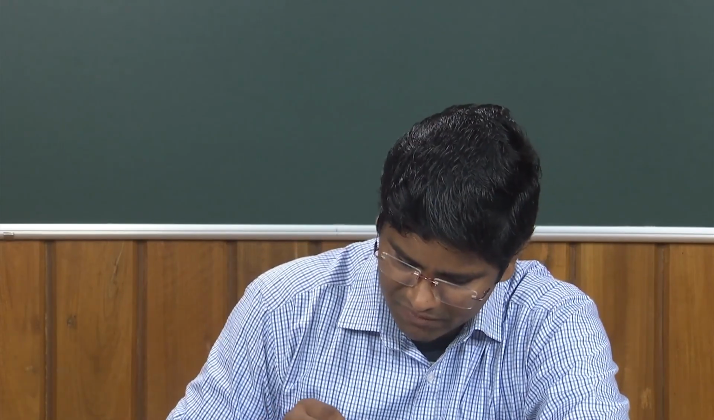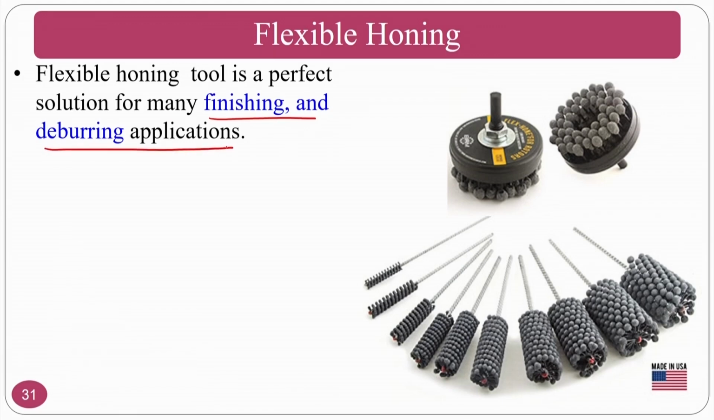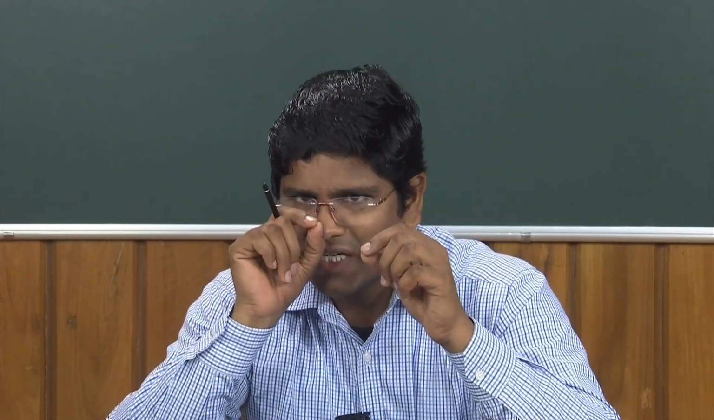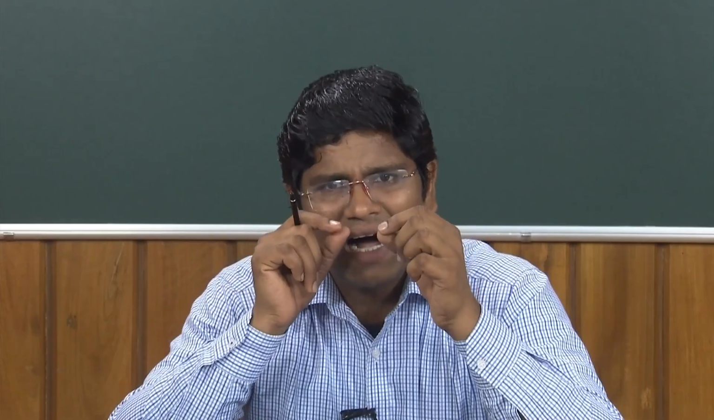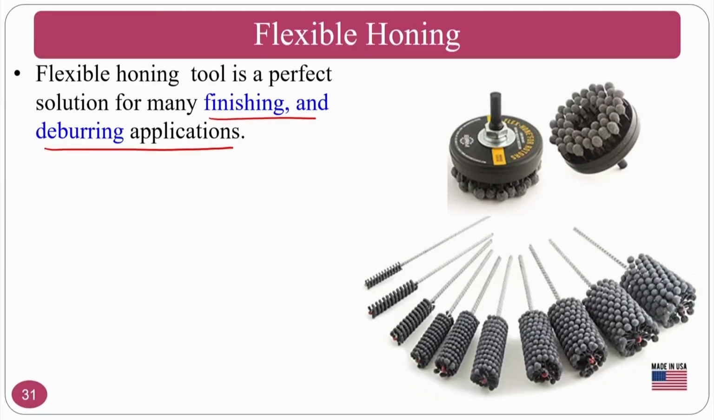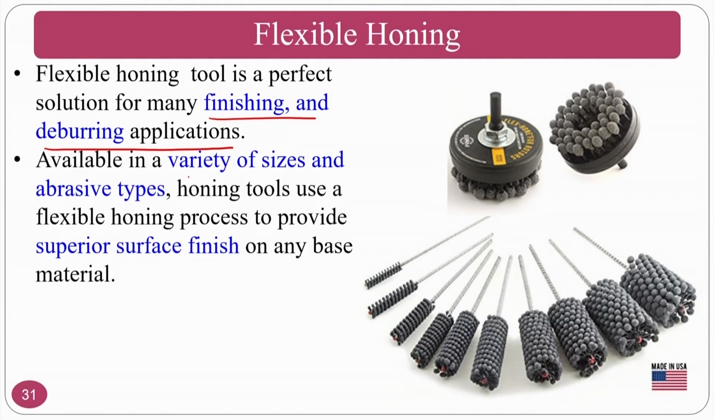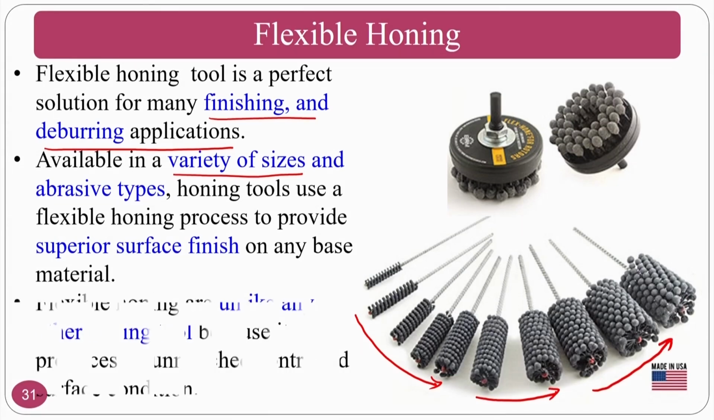The flexible honing tool is a perfect solution for many finishing and deburring applications. Deburring means if you have a drilled hole, on the edges you will have burrs, that means the remaining material in terms of undetached chips. These undetached chips can also be removed by this type of flexible hone tool. Available in a variety of sizes, as you can see here, ranging from small to medium to very large, you can get a superior finish.